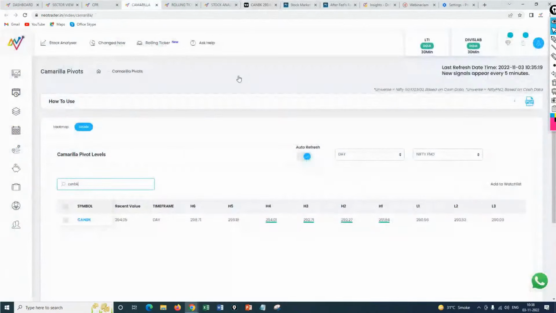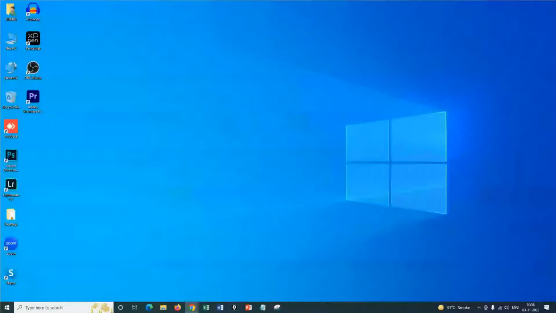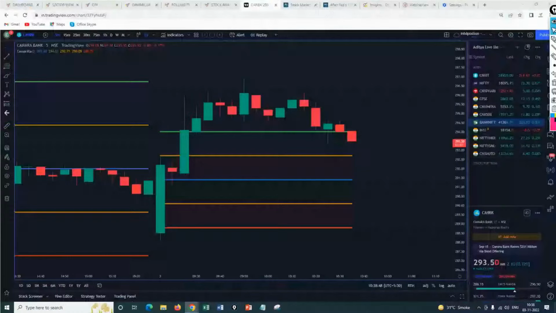And for all of you, this particular indicator is on the chart, and you can see it. All major charting softwares will give you this. So you can just Google and find out.